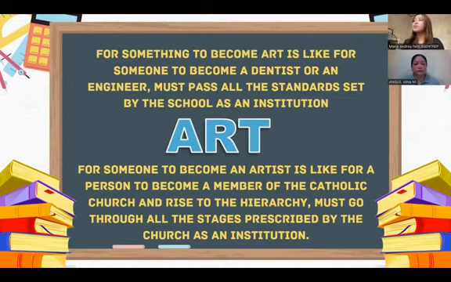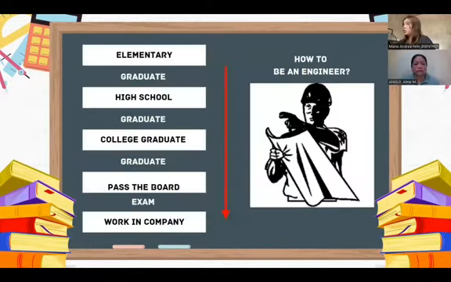So, for something to become an art is like for someone to become a dentist or an engineer, must pass all the standards set by the school as an institution. For someone to become an artist is like for a person to become a member of the Catholic Church and rise to the hierarchy, must go through all the stages prescribed by the church as an institution.